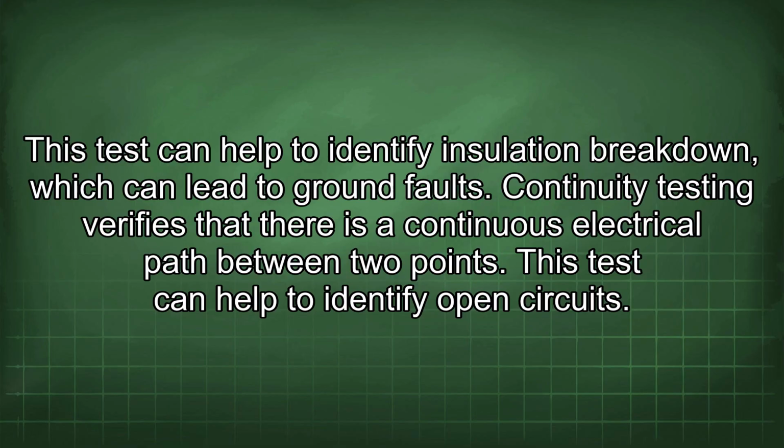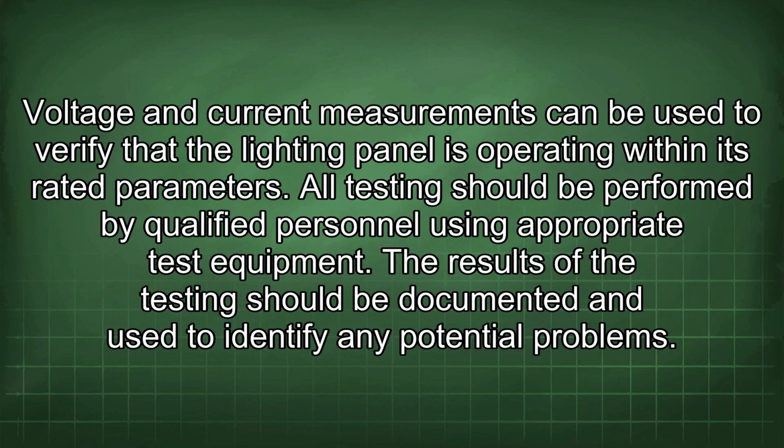Continuity testing verifies that there is a continuous electrical path between 2 points. This test can help to identify open circuits. Voltage and current measurements can be used to verify that the lighting panel is operating within its rated parameters. All testing should be performed by qualified personnel using appropriate test equipment. The results of the testing should be documented and used to identify any potential problems.